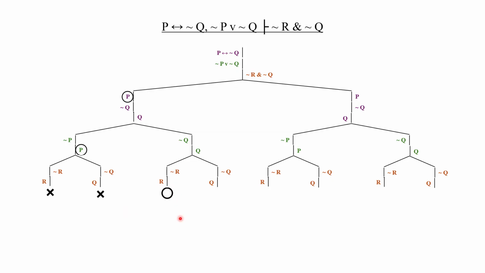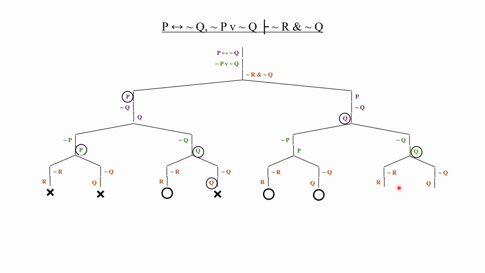Looking at the next one, this one's going to be open. I don't see a P, Q, or R that contradict. Here on this branch, I do have a Q on the left and Q on the right, so that one will close. Looking at this one here, I don't see anything that's going to contradict, so that one's going to be open as well. Looking at this one, no contradiction.